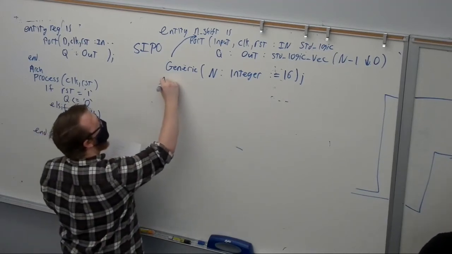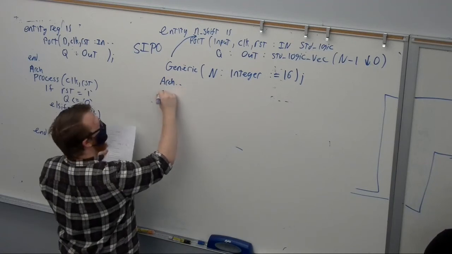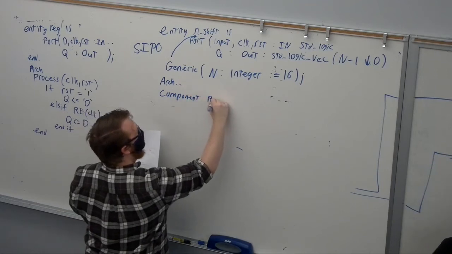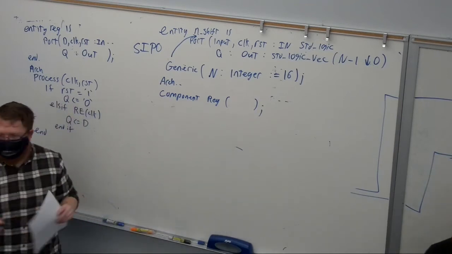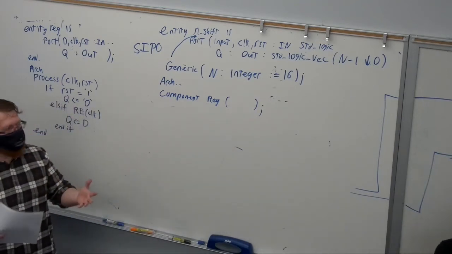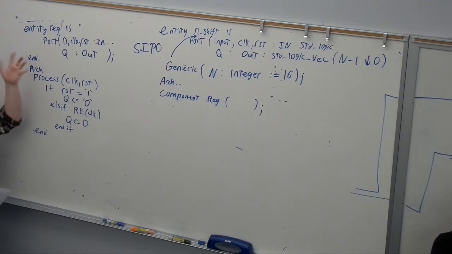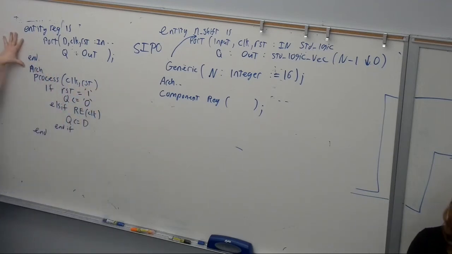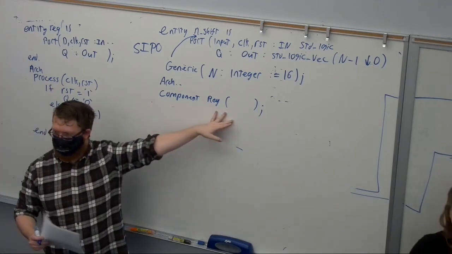Well, let's keep going on. So I have the architecture, and I'm going to declare that component reg. I'm not going to fill out the whole component declaration, but the way you make it is you just copy and paste this entity, replace entity with component. So this is why I wrote this register, so you know what's happening here when I say component register exists. Make sense?